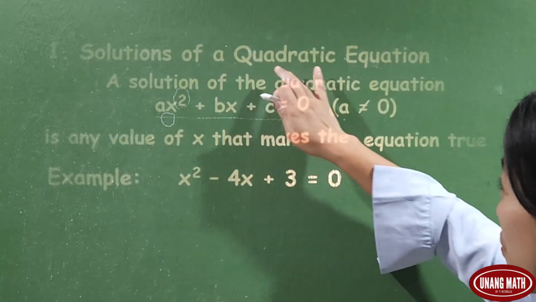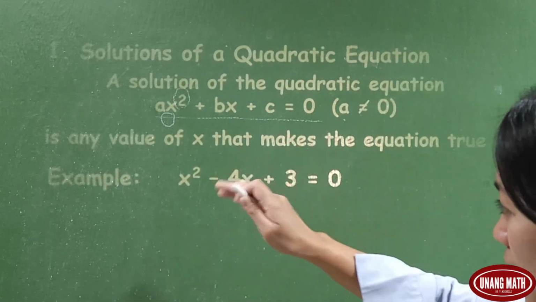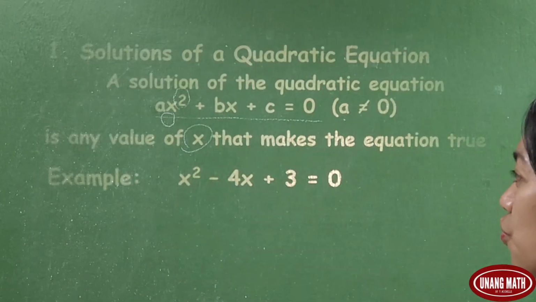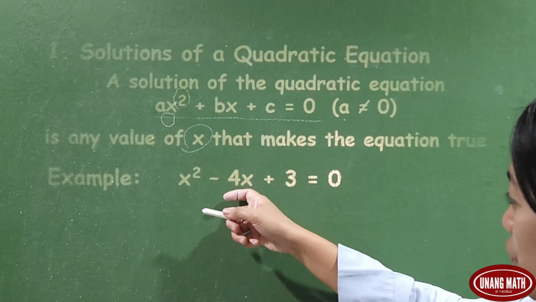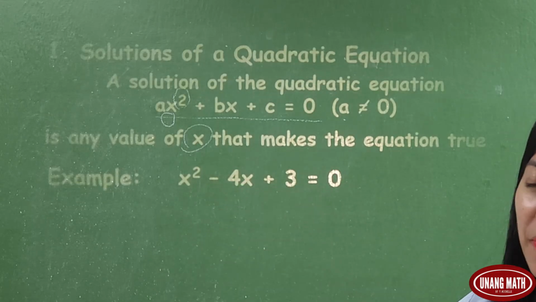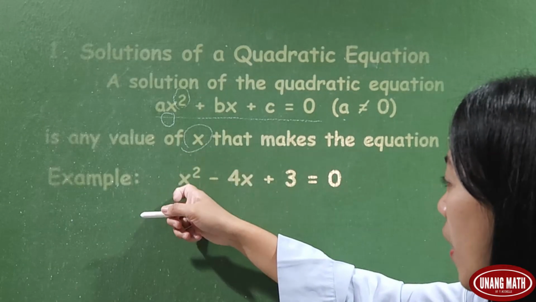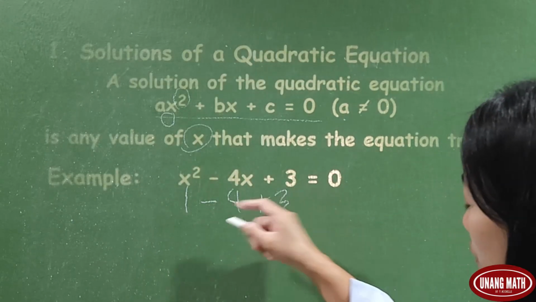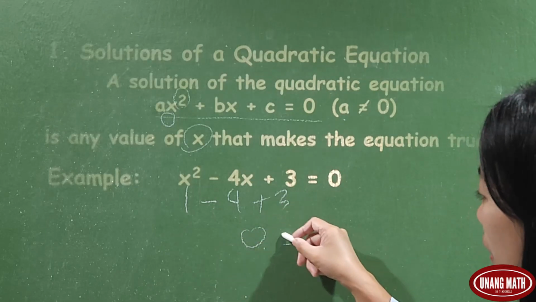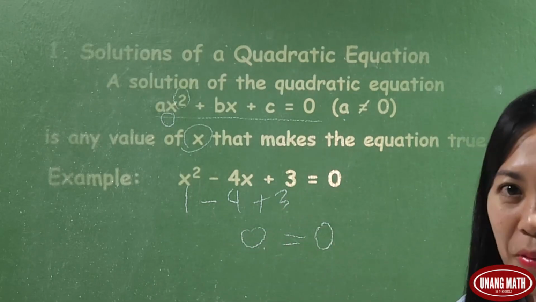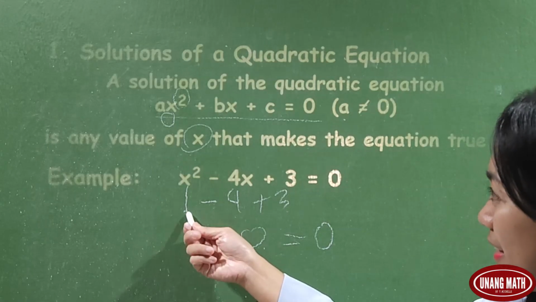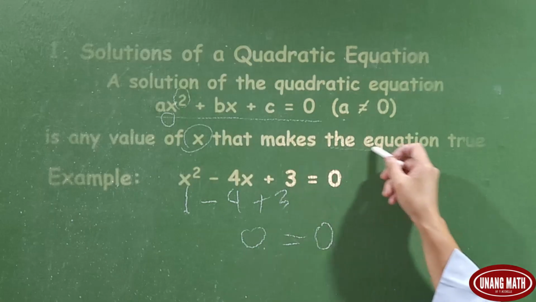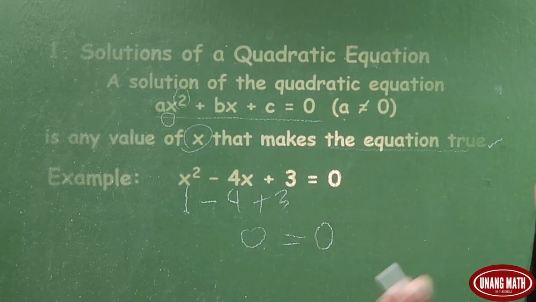Okay, solutions of a quadratic equation. A solution here is any value of x that makes the equation true. Example, x squared minus 4x plus 3 is equal to 0. If the value of x is 1, this is 1 minus 4 plus 3. 1 minus 4 plus 3 is 0, so it means 0 is equal to 0. 1 here is a solution to this quadratic equation because it makes the equation true or correct.